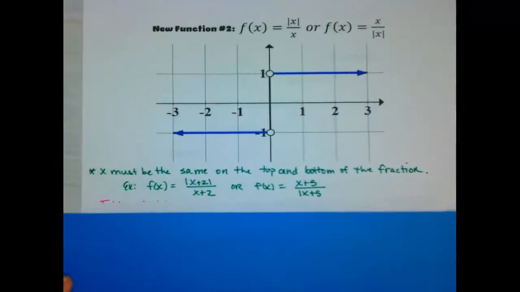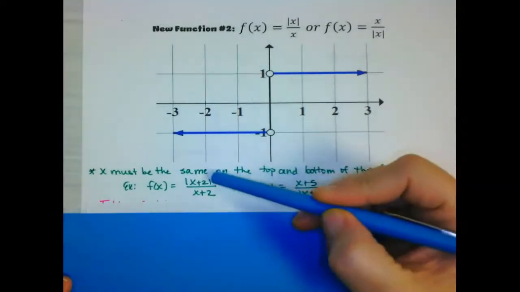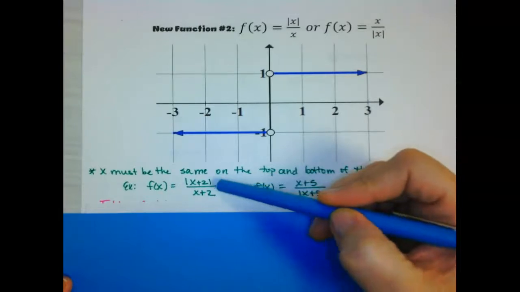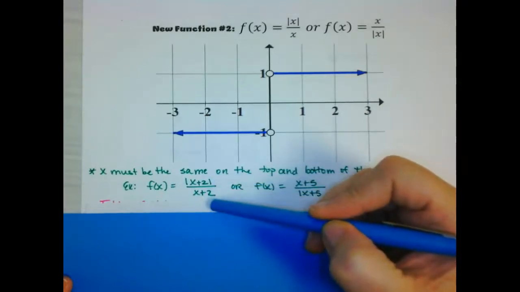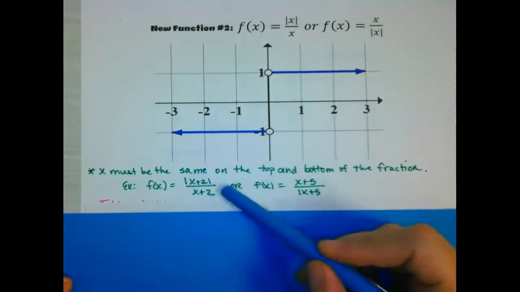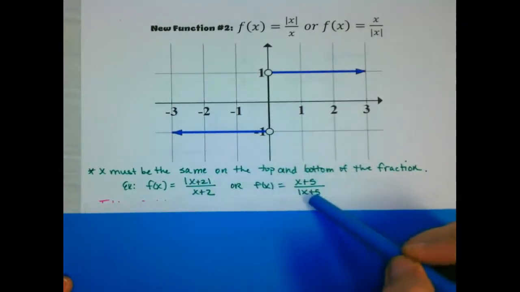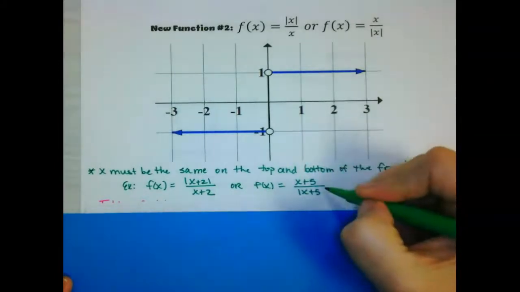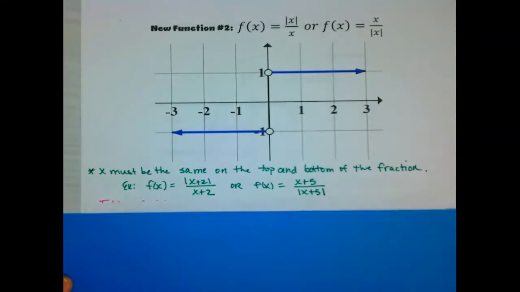This is a special function, but do keep in mind that for this to be the function we're talking about, it has to be the same on the top and the bottom. I couldn't say x plus 2 on top in absolute value bars and then just put x on the bottom. Those would be completely different functions. The other thing to remember is it could be like this, where the absolute value is on top. It could be like this, where the absolute value is on bottom. So keep that in mind, that they do have to be the same.